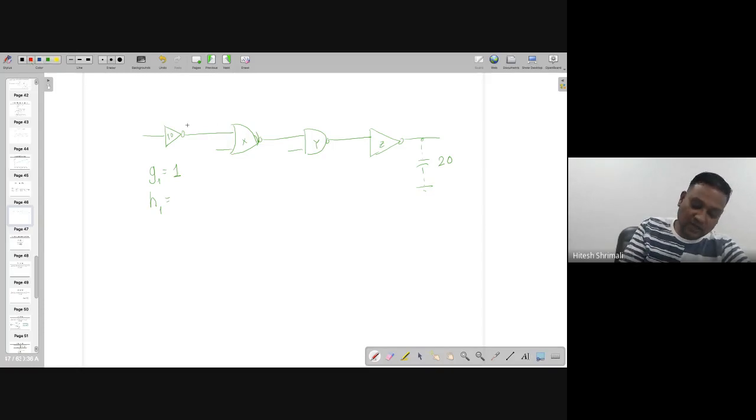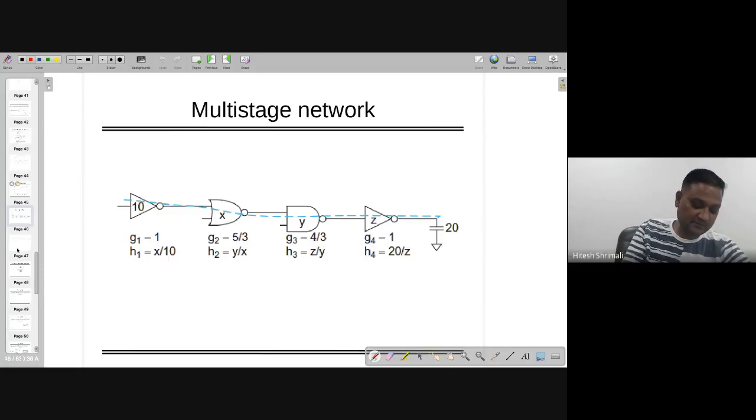Looking at the output of this one, I'm going to see the NOR gate whose input capacitance is X, which is acting as the output capacitance of this NOT gate. So I'm going to keep X as the C out, and C in is already known to me, that's equal to 10. So like this.